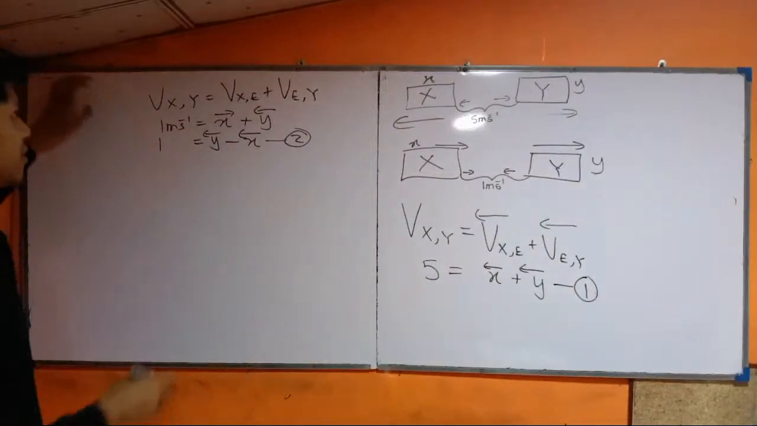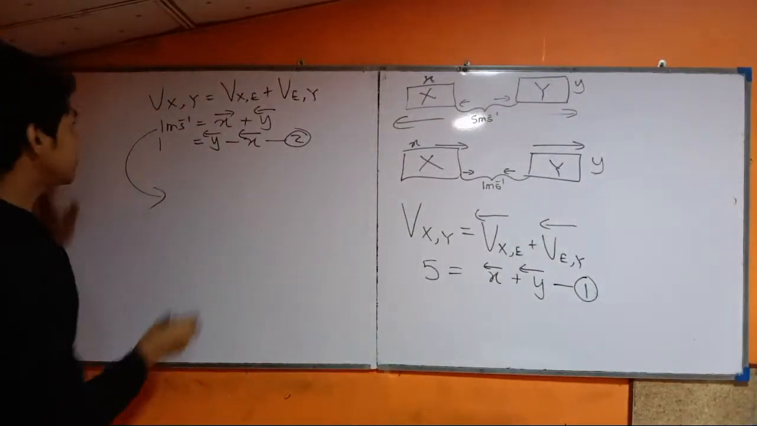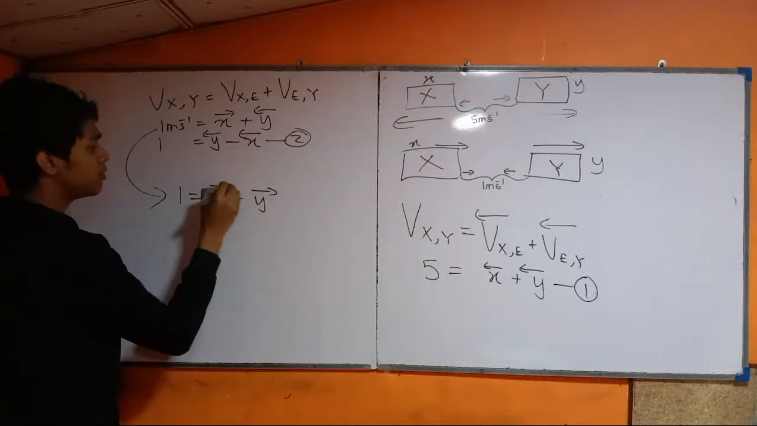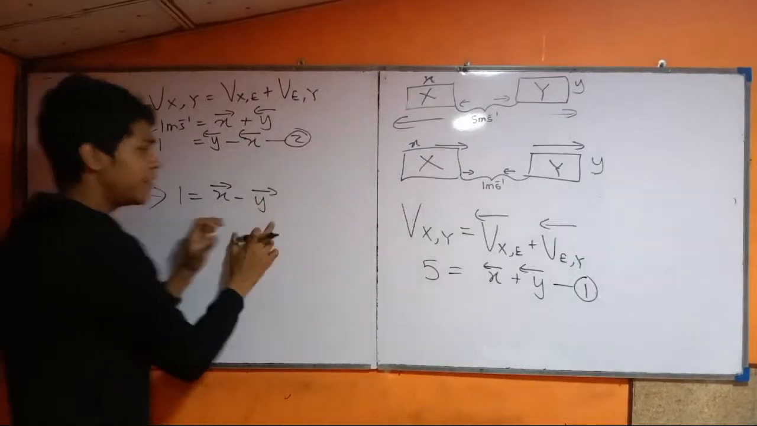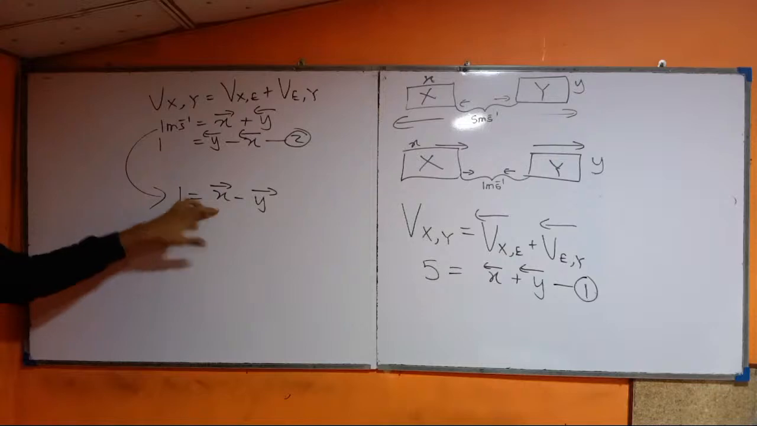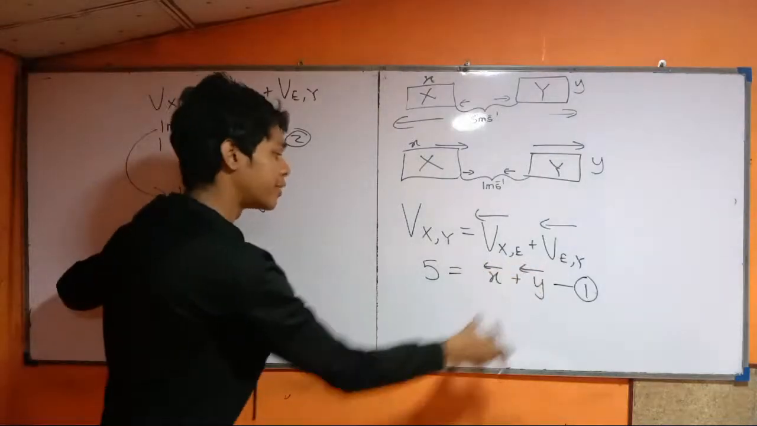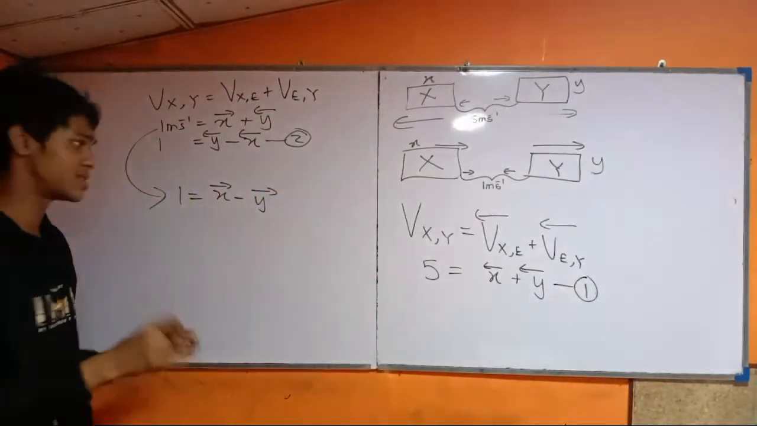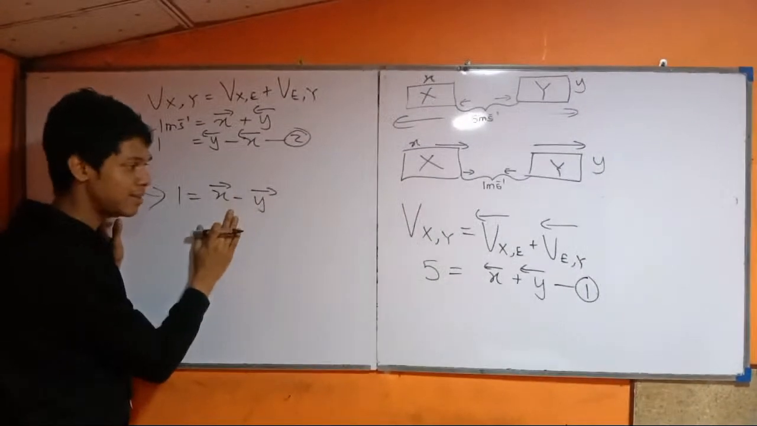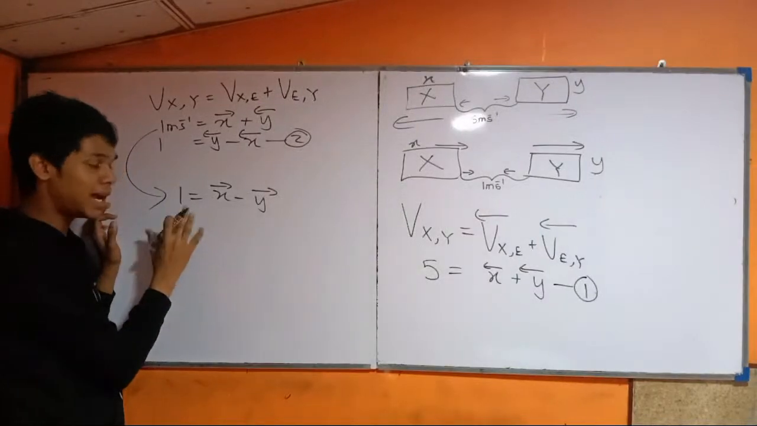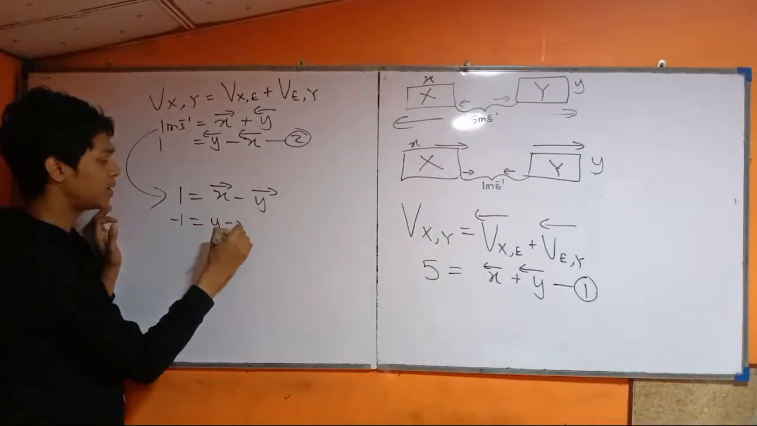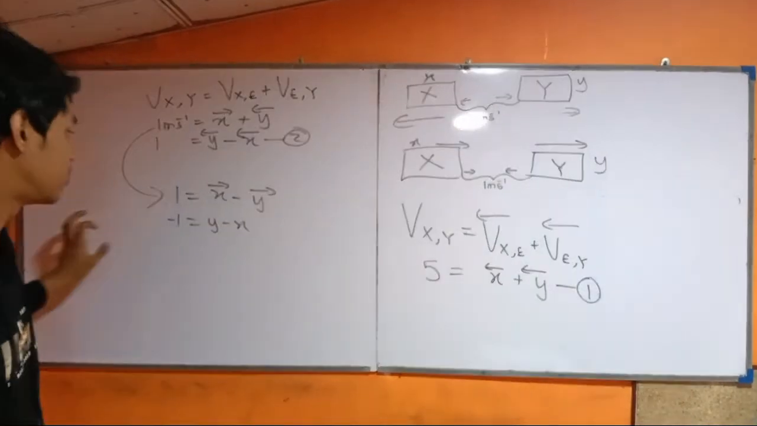In case, if you did like this, 1 is equal to x minus y, and you took both the vectors like this, and then if you go on and add them, you're wrong. Why? These vectors are to the right, these vectors are to the left. You can't add vectors which are in opposite directions. So you are going to multiply this by minus 1 on both sides. So minus 1 is going to be y minus x.